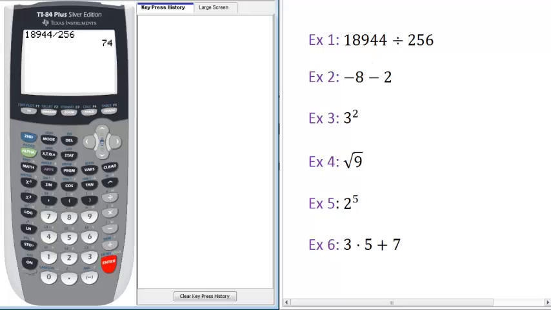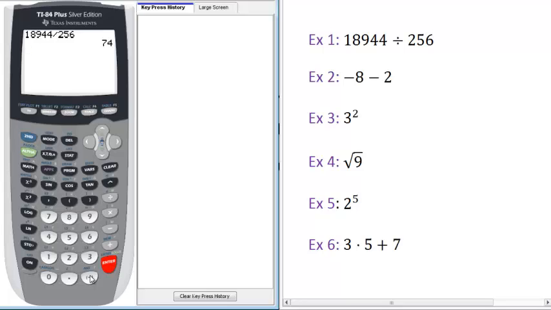Example 2 is negative 8 minus 2. Now something that I need to point out here is that there's different keys between the negative and the minus. The minus button is over here on the right with the rest of the operations buttons. The negative button is actually over here down below the 3 or to the right of the decimal point. The negative button is in parentheses. So the calculator needs to know the difference between those two buttons.